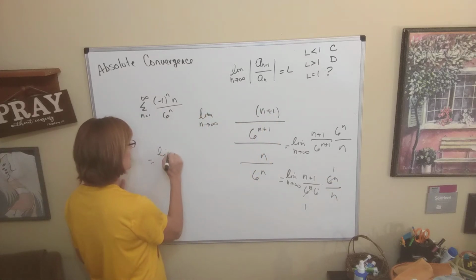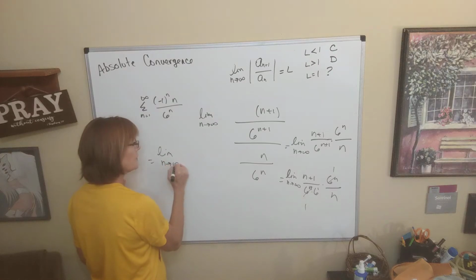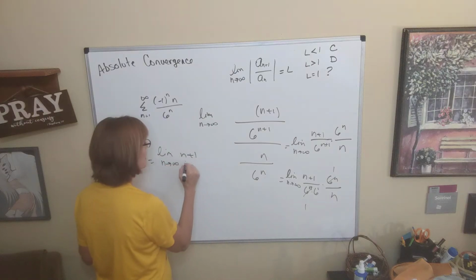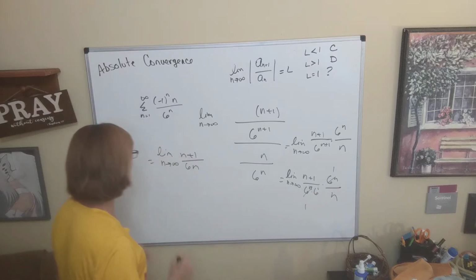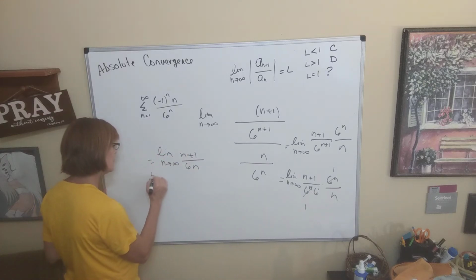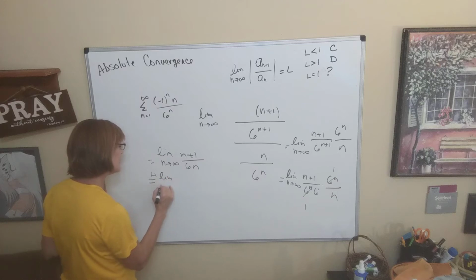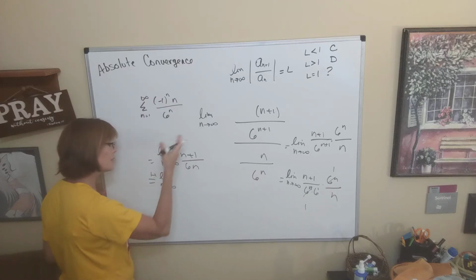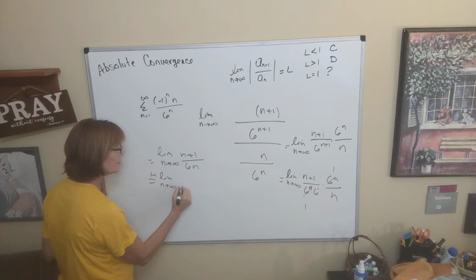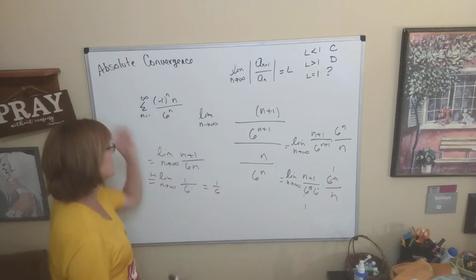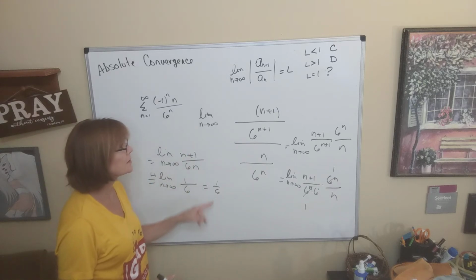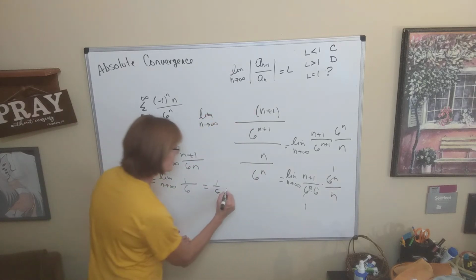This equals the limit as n goes to infinity of (n plus 1) over 6n, which is infinity over infinity. So by L'Hopital's rule, this is equal to the limit as n goes to infinity of the derivative of the numerator, which is going to be 1 plus 0, or just 1, over 6. And so this is 1 over 6. So the limit did exist. It's 1/6. 1/6 is less than 1.